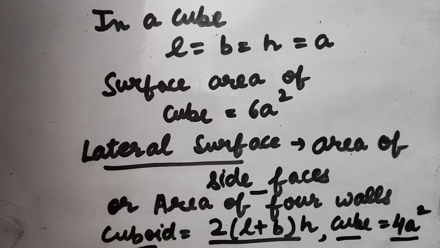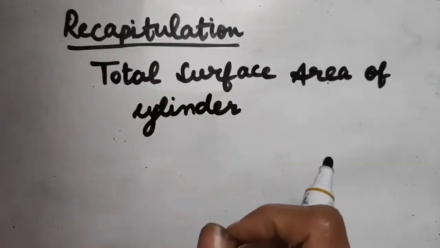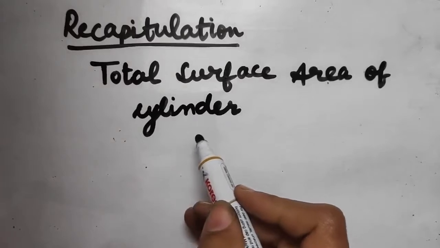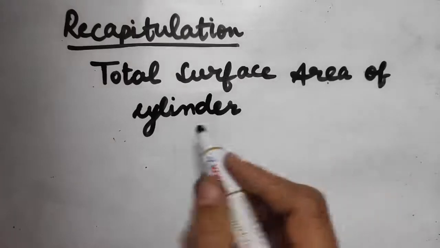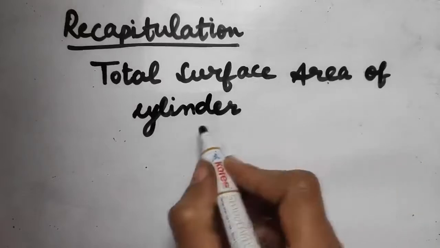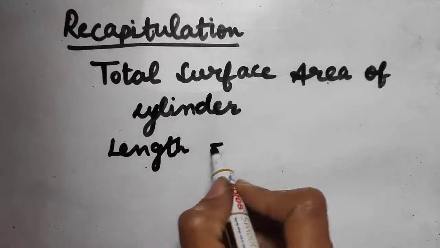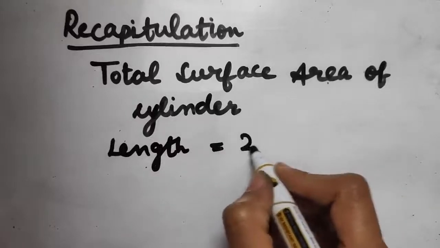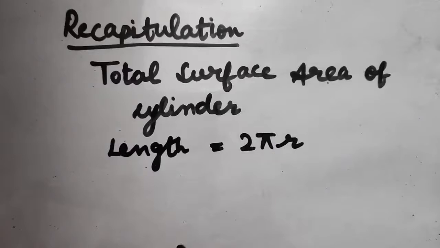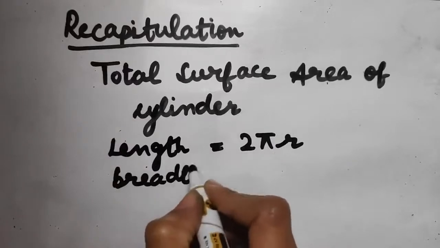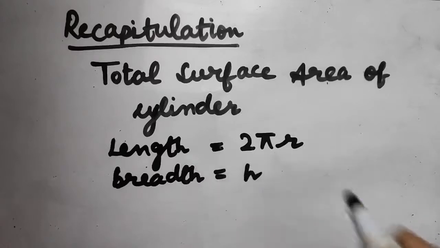Let us now recall the total surface area and curved surface area of cylinder. Dear children, as we know that if a rectangular sheet is being folded to form a cylinder, then the length of the rectangular piece will be equal to the circumference of circular ends in case of cylinder, and breadth will be equal to the height.